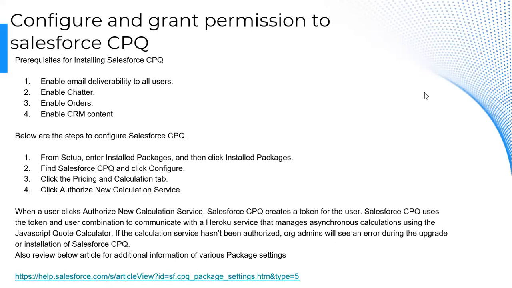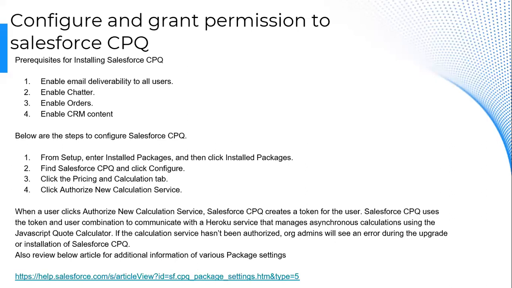Then the next thing is we have to enable Chatter, we have to enable Orders, and then we have to enable CRM Content. These four functionalities need to be enabled first before we install the Salesforce CPQ package or before we configure it, so the CPQ package can work to its fullest.